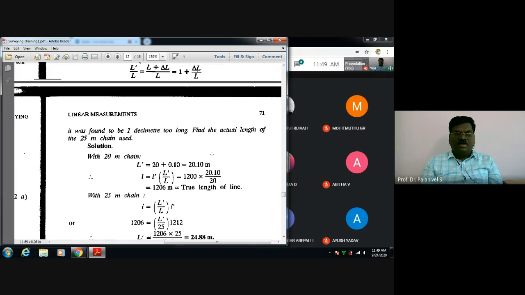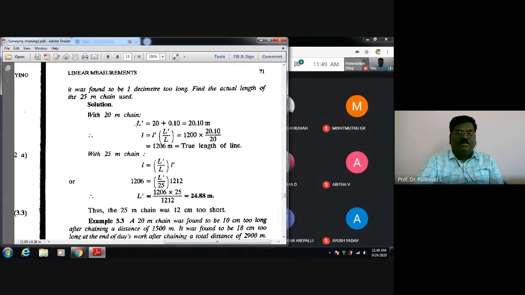So we have checked only the 20-meter chain. We found the 20-meter chain is 1 decimeter too long. Now you have to determine the actual length, the true length of the 20-meter chain. For that, actual length means the error length. Actual length of the 20-meter chain: 25 meter is supposed to be the true length, but whether it is too long or too short, we have to determine the actual length, right? So with the 20-meter chain, L equal to 20 plus 0.1.